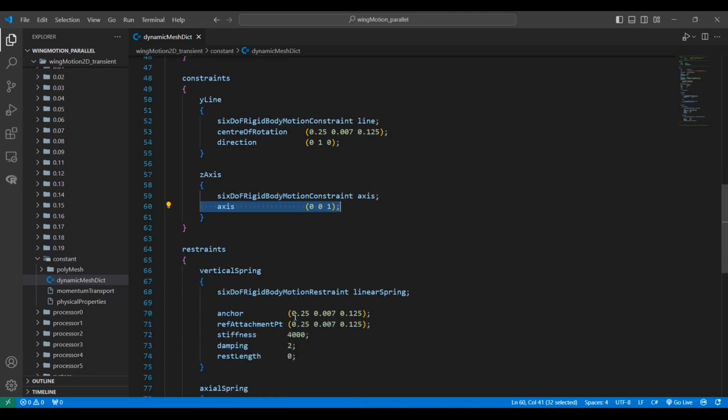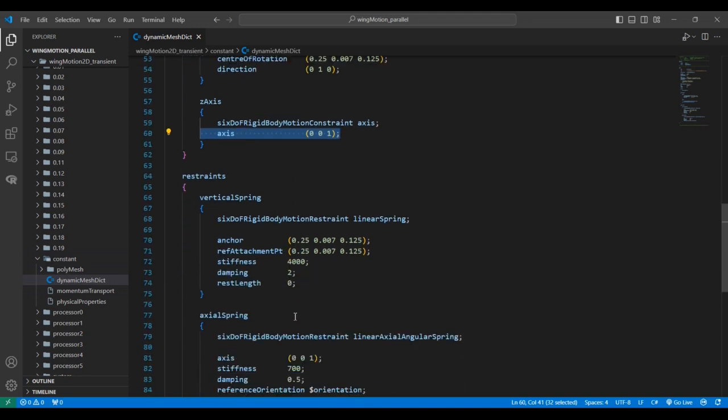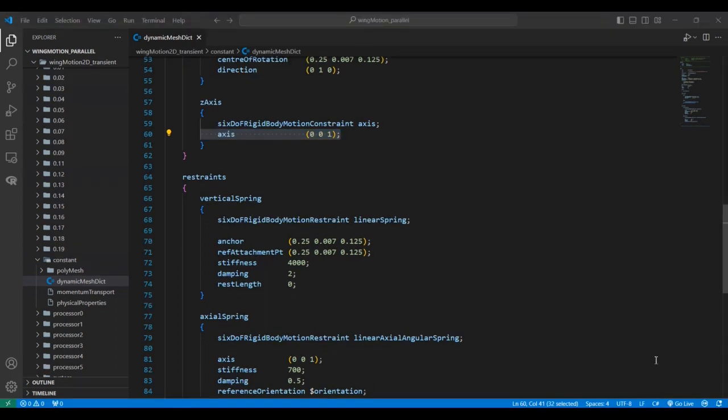Next, we move on to the restraint part of the dynamic mesh dictionary. Restraints are the actual forces that we want to apply to the body and see its motion with regard to the forces. There are different types of forces that we can apply in a restraint. Important keywords in restraint are constant force, linear damper, spherical angular damper, linear spring, linear axial angular spring, and tabulated axial angular spring. For this case, we only use the linear and axial spring.